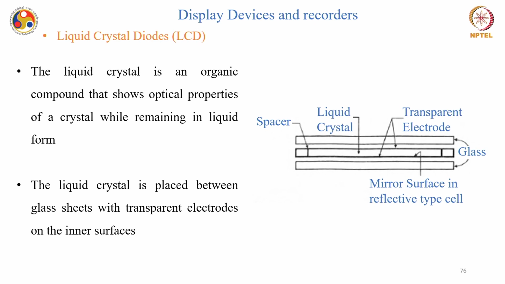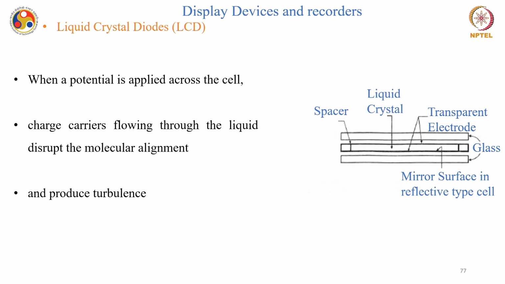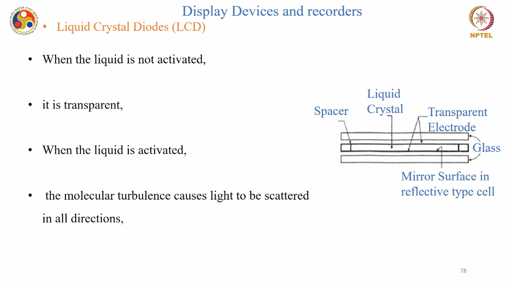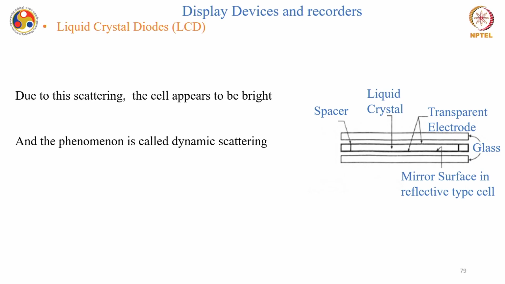The liquid crystal is an organic compound that shows optical properties of a crystal while remaining in the liquid form. The liquid crystal is placed between glass sheets, as you can see over here, with transparent electrodes on the inner surfaces. When a potential is applied across the cell, charge carriers flow through the liquid, disrupt the molecular alignment and produce a turbulence. When the liquid is not activated, it is transparent. When the liquid is activated, the molecular turbulence causes light to be scattered in all directions, and due to this scattering, the cell appears to be bright. The phenomenon is called dynamic scattering.